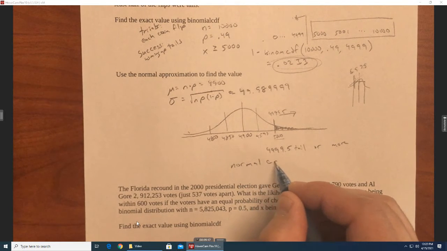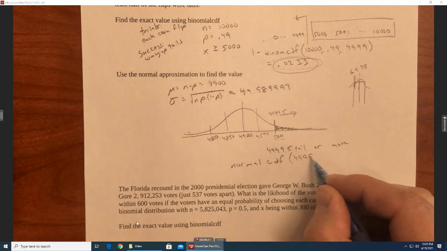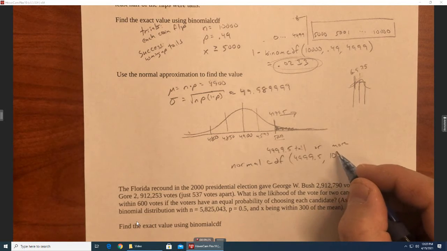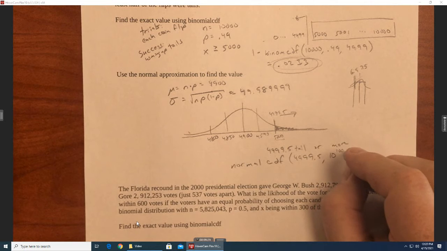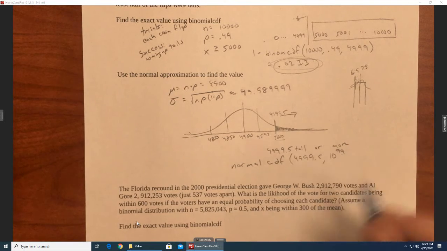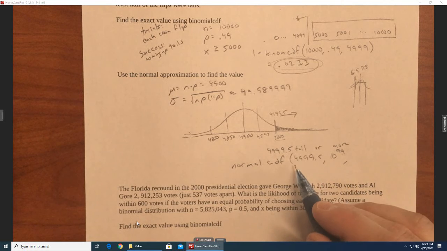Normal CDF, our left bound is 4,999.5. Our right bound is infinity. I'll just go ahead and call this 10 to the 100th. No, that's probably too big. 10 to the 99th? Yeah, sure, 10 to the 99th. That's pretty big anyway. It's a bit bigger than we need.